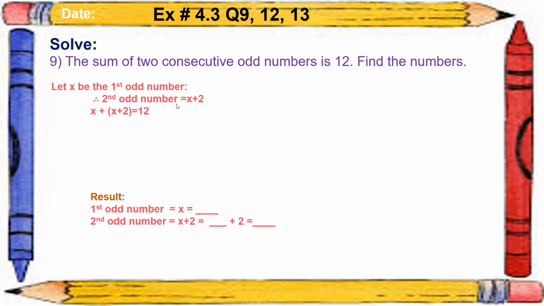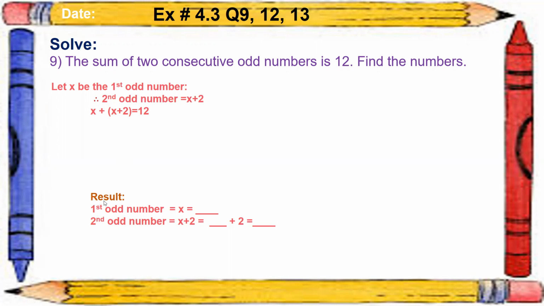Okay, so the first and second odd numbers are x and x plus 2. So x is the first odd number and x plus 2 is the second odd number. We get x plus x plus 2 is equal to 12. Okay, after solving this equation, you get the value of x.